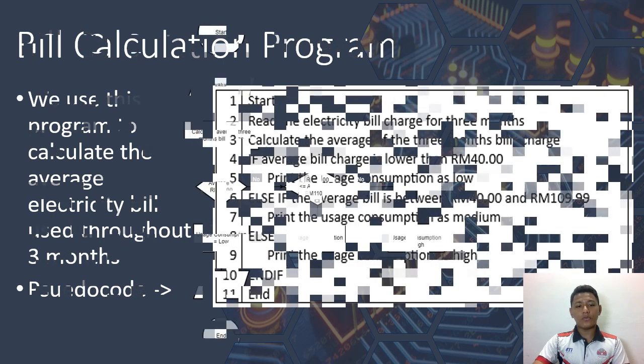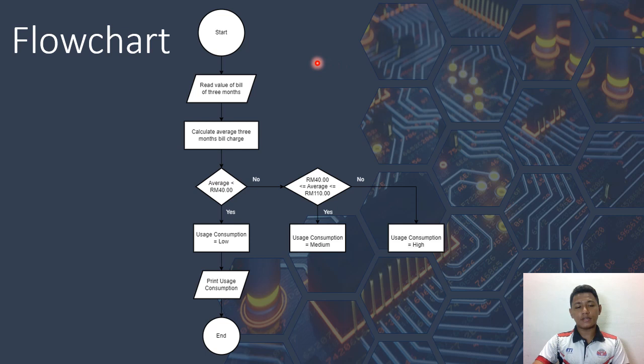This is the chart. As I explained before, it will start, read the values of the 3 months' bill, calculate the average. If it's under 40, you will consider it as low. Between 40 and 110, you will consider it as medium. And if it's higher than 110, you will consider it as high. It will print the usage consumption and it will end.